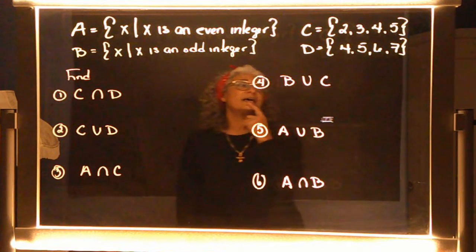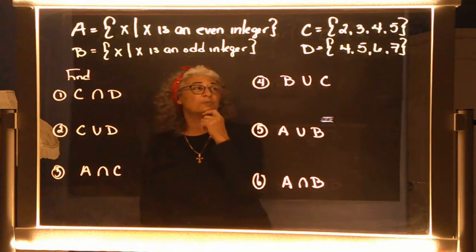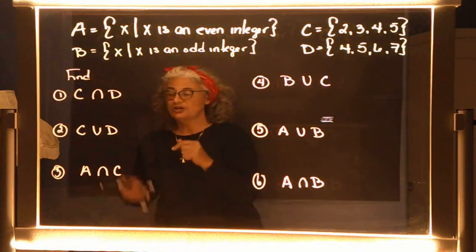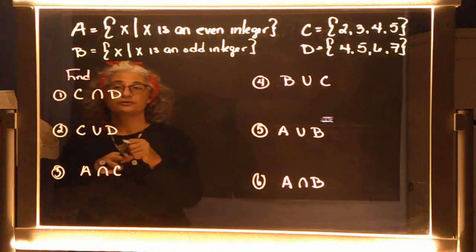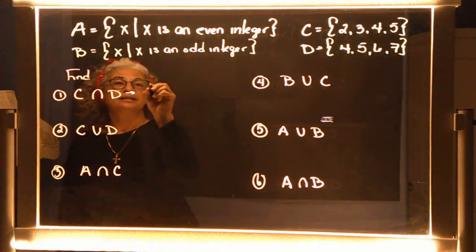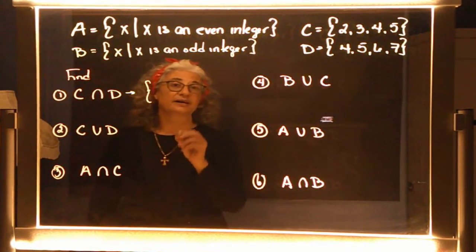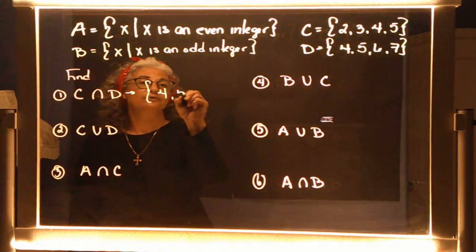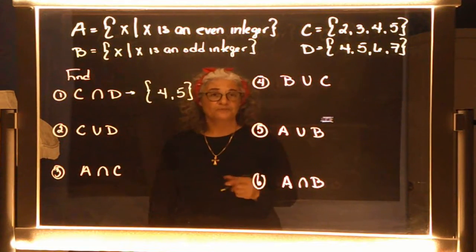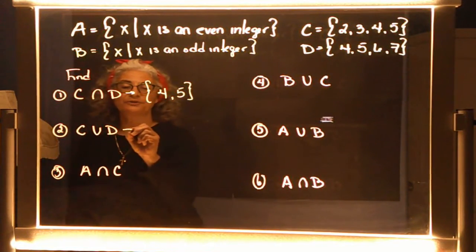Well, I'm looking, and I'm seeing they have 2 numbers in common. What are the 2 numbers? 4 and 5. So, here's how you write that. It is the set, because we're talking about sets, of the numbers 4 and 5. Got it? Cool. Let's look at number 2.